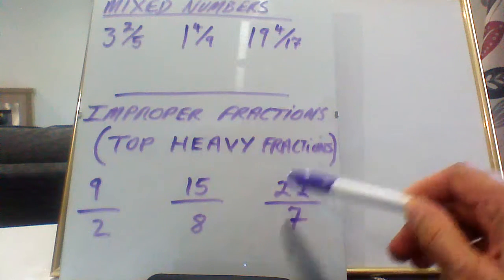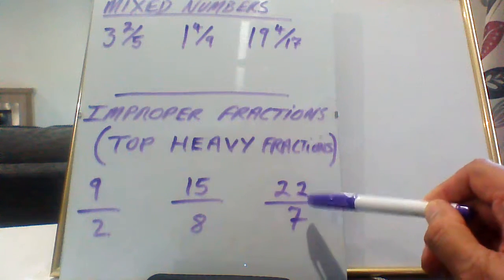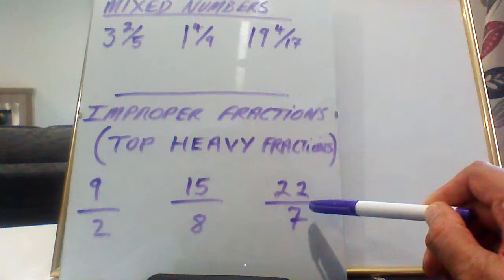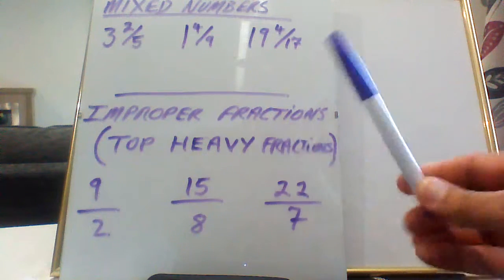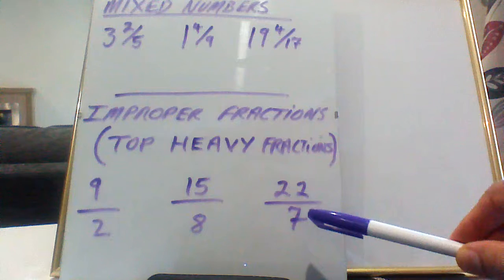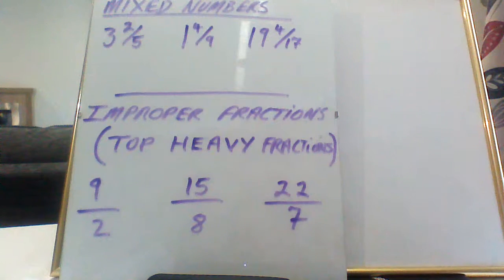Now some of you may recognize this particular fraction. This is actually pi. Its decimal equivalent is 3.14, and well, the numbers just go on forever after that. But as you can see, all three are top-heavy fractions. Now we're going to start by looking at some examples how to convert or change mixed numbers into improper fractions.